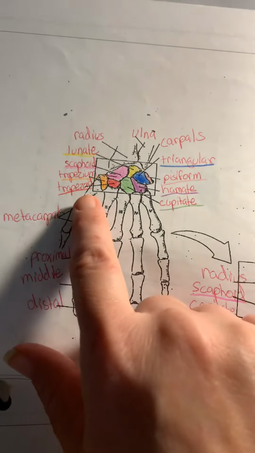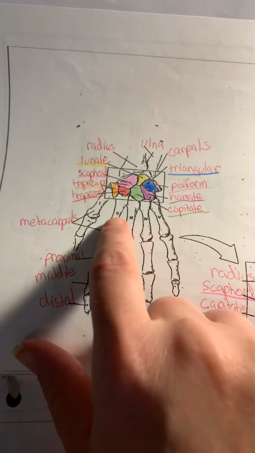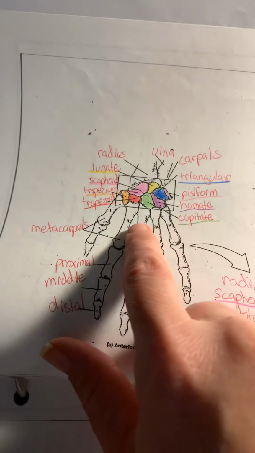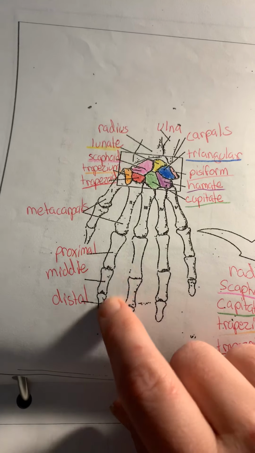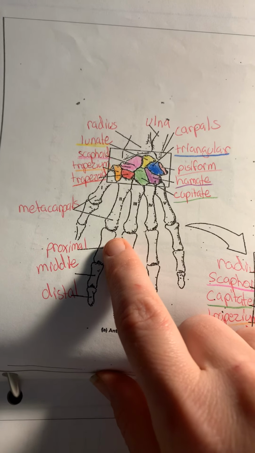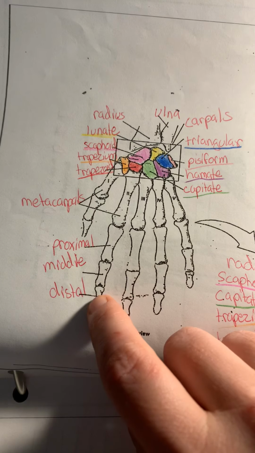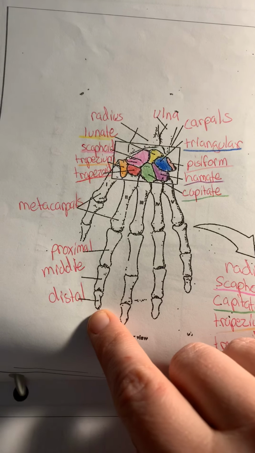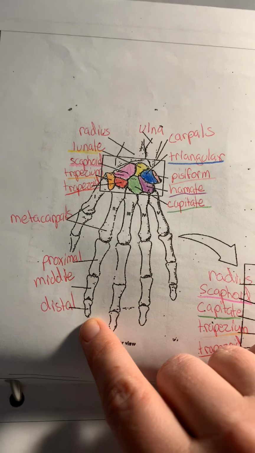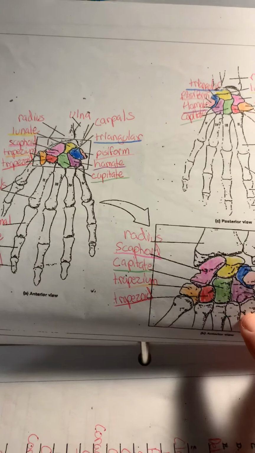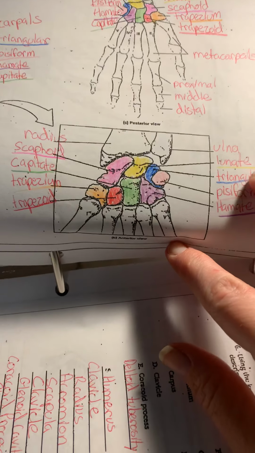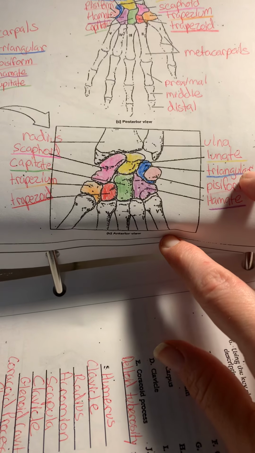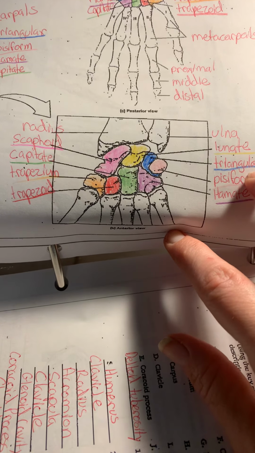Okay, then we have the 5 metacarpals that make up the palm of your hand. And then we have the phalanges, which make up the fingers. So the proximal phalange is the one closest to your body, then middle, and then distal is the one at the very tip of your finger. Okay, so now this is just looking at the same view, so still the anterior view. We're going to go to the box next. But this is an enlarged version of the carpals.